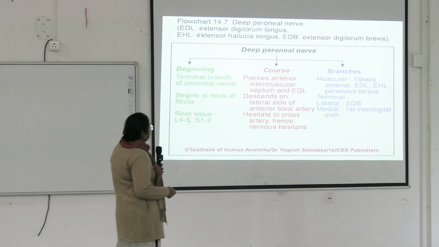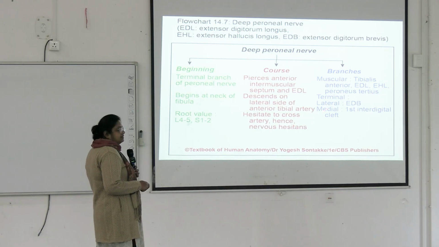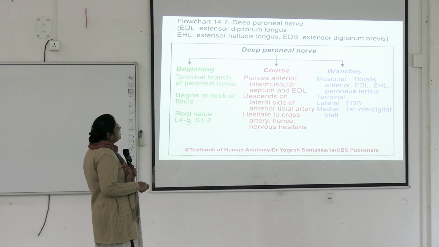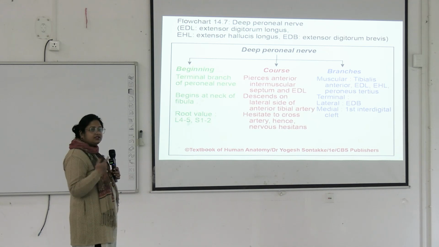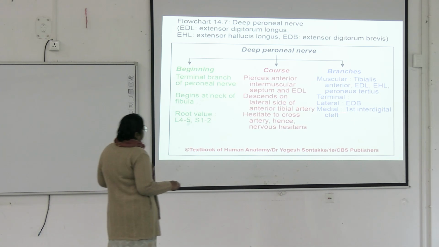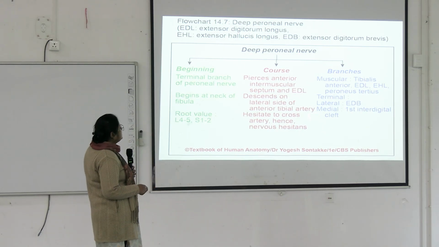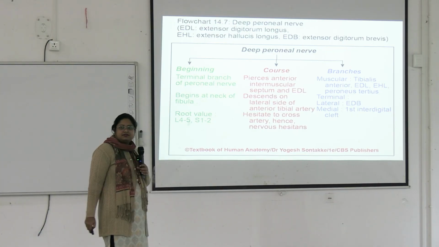Okay, and these are the branches. Muscular branches are tibialis anterior, extensor digitorum longus, extensor hallucis longus, peroneus tertius, in the anterior leg muscles. And terminal branches: the lateral branch is supplying the muscle extensor digitorum brevis, and the medial branch is going to supply the first interdigital cleft.